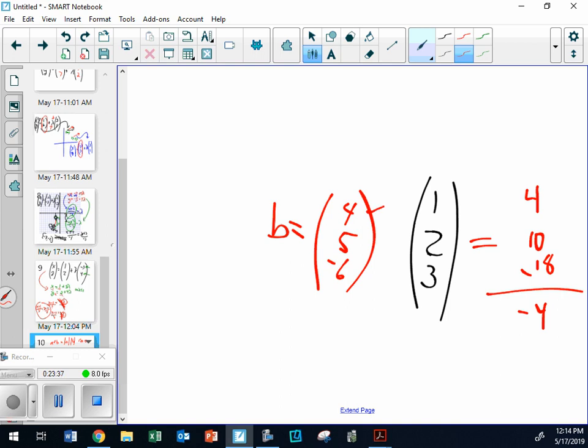Okay, 4 times 1, 4. 5 times 2, 10. Okay, fine. -18, put them all together, -4. Now, like, what is it? What does it mean? All right. I can tell you that the dot product is just a means to an end. You don't really use it for much, except to figure out the angle between two vectors.